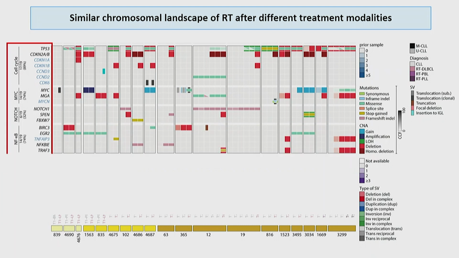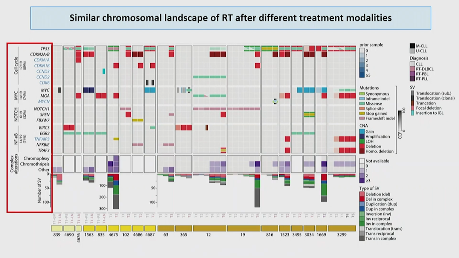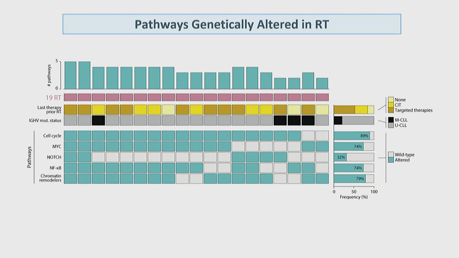NF-κB activation was also the other pathway that I think is crucial for the Richter transformation. And then a cataclysm in the genome. I mean, there were chromothripsis, chromoplexy, a lot of new translocations that were acquired. So it's a major alteration in the genome.